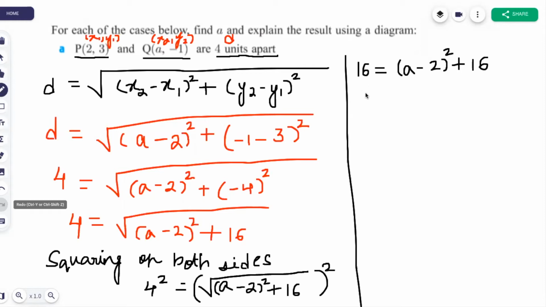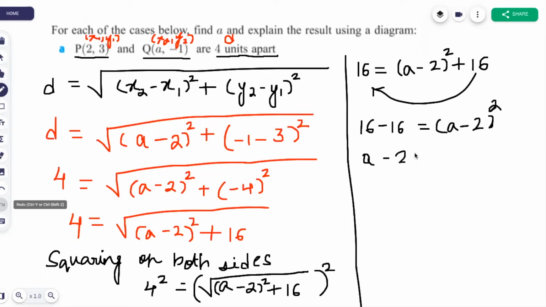And when you simplify it further, you will shift the 16 on this side. 16 minus 16 will give you 0. And that is equal to a minus 2 whole square. I'll write this the other way around. I will write it as a minus 2 whole square is equal to 0. Instead of writing 0 is equal to a minus 2 whole square.